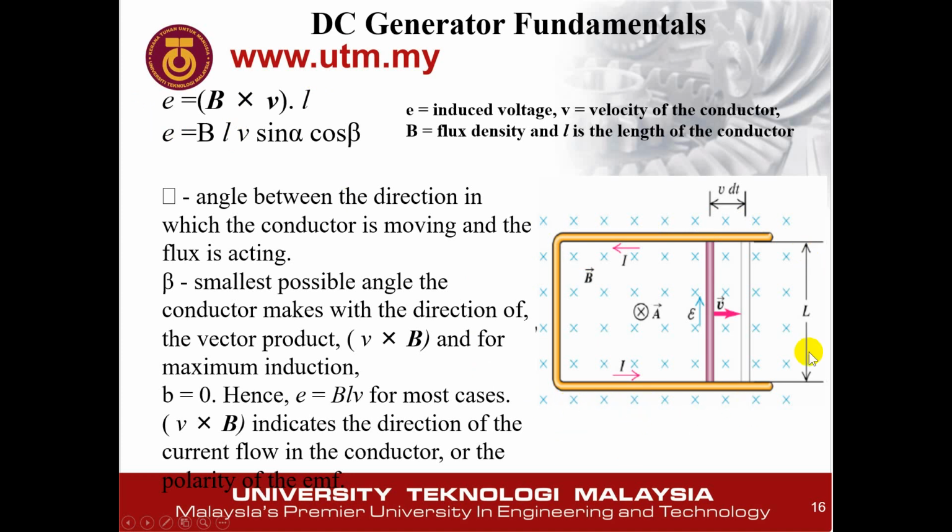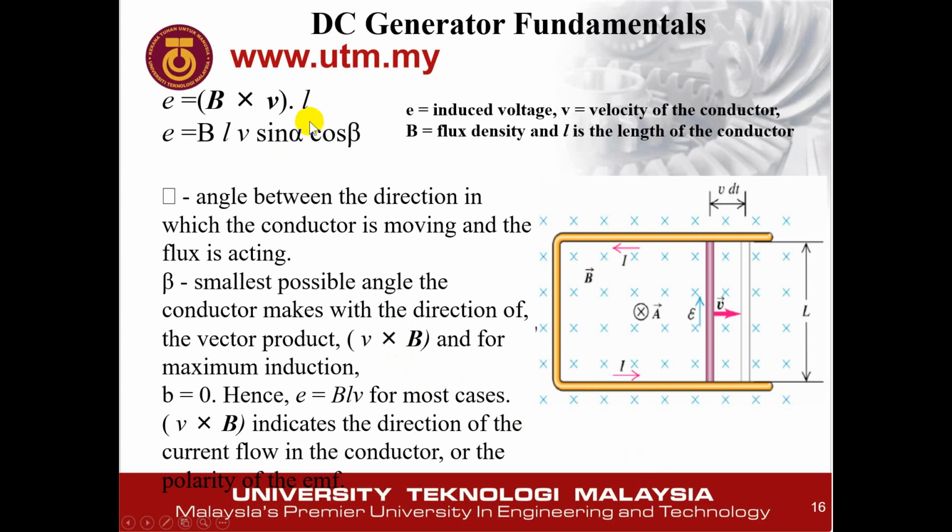And L and V: L is the length of the wire, not all of it, but the red one. So the length of the red wire is L, and V is the velocity. Okay, E equals BLV. And one thing you have to know is that V needs to be perpendicular to B. If it is not perpendicular, the induced voltage produced is much lower.